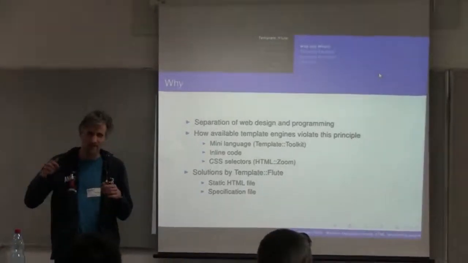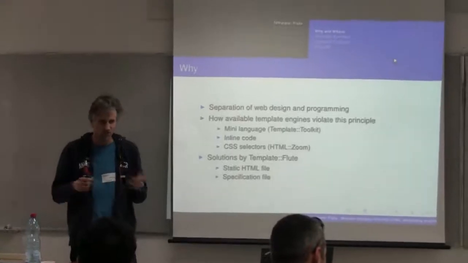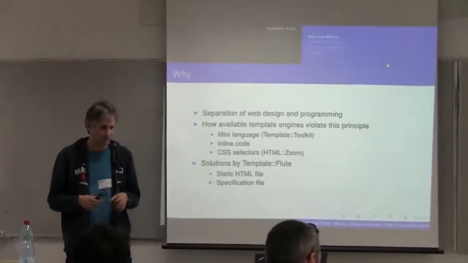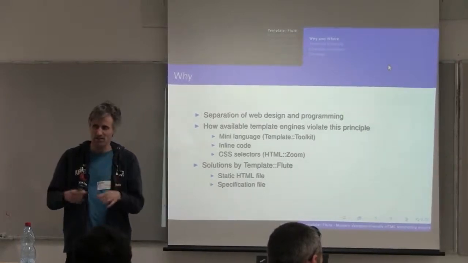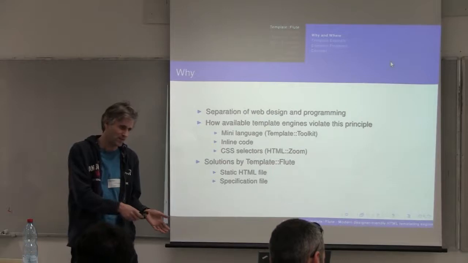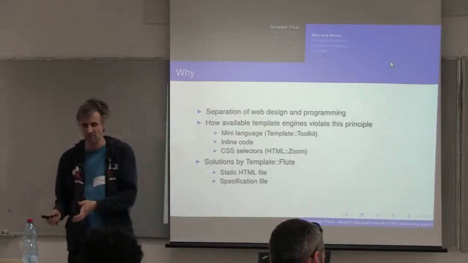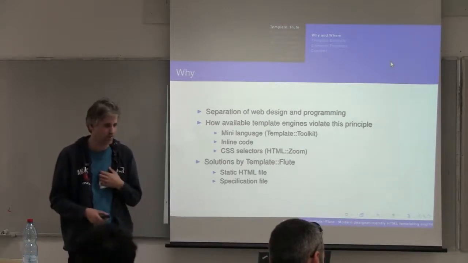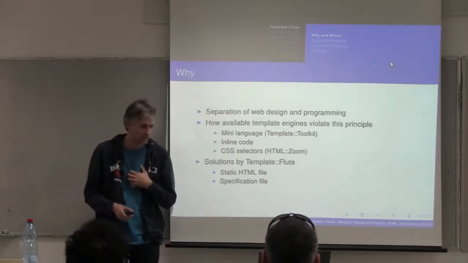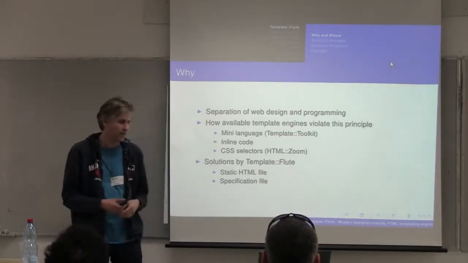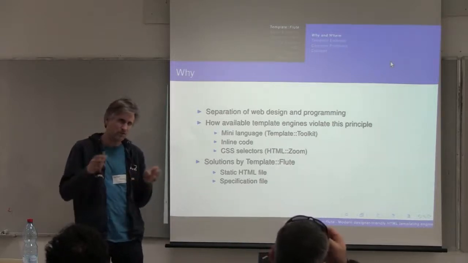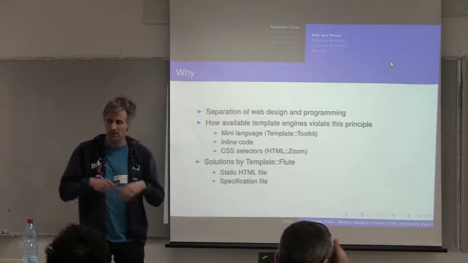It relies on CSS selectors, which are embedded like the class of something or the ID. But it puts the CSS selectors in the programming code. So if you change this in the HTML template, you have to change your code. That's not a good idea in my opinion. So what I came up with is that I'm using a static HTML file and also a specification file which tells us where the data is put in.